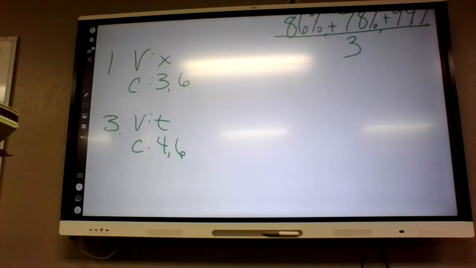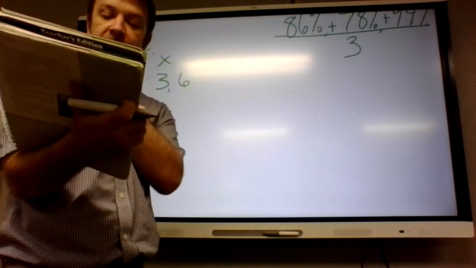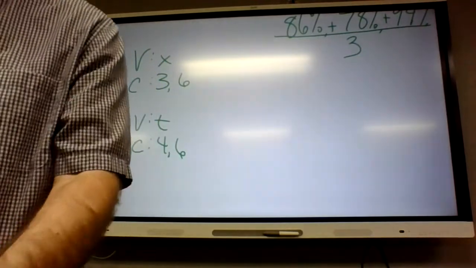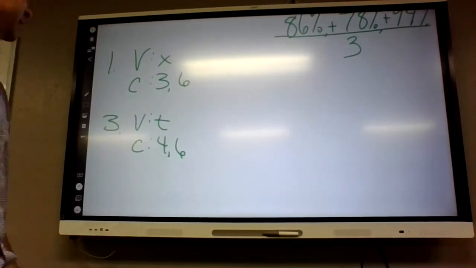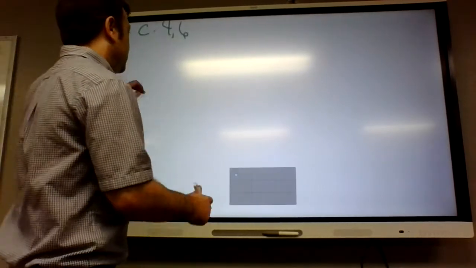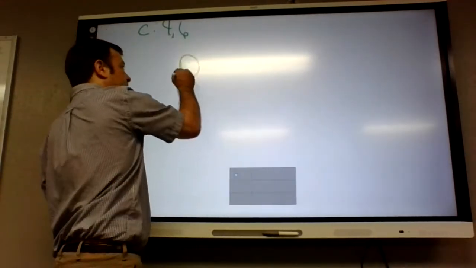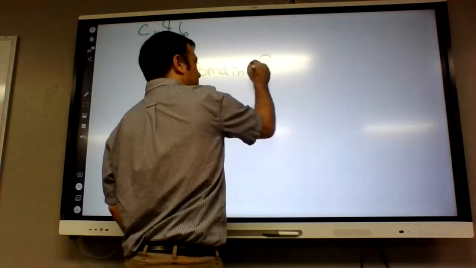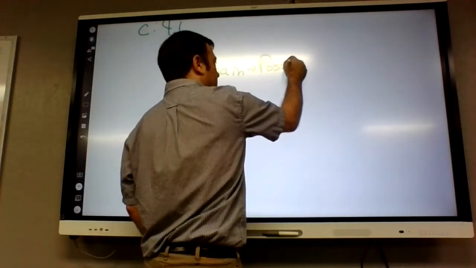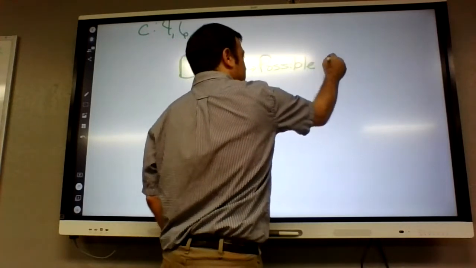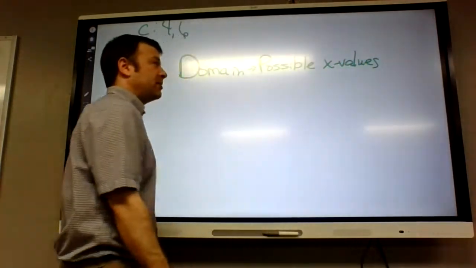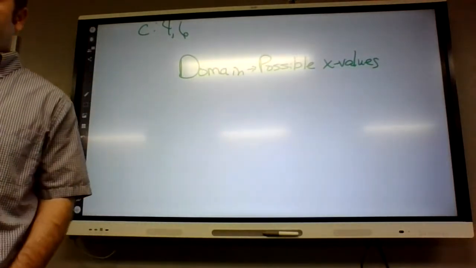All right, on number 5, it says evaluate each expression for each member of the domain. I didn't mention the word domain. You might have heard this last year, I don't know. Domain just means, basically, it's the possible x values. That's kind of an easy way to think about it. It's the things that x can be.